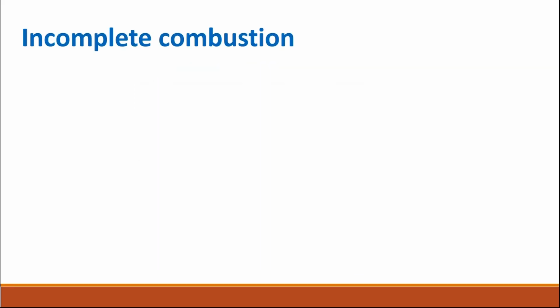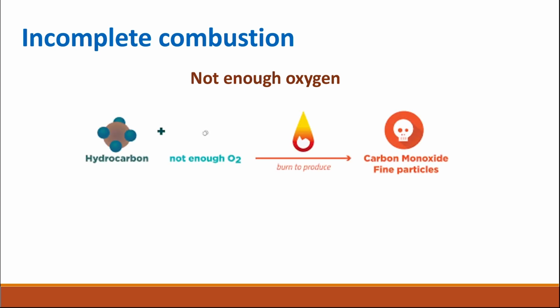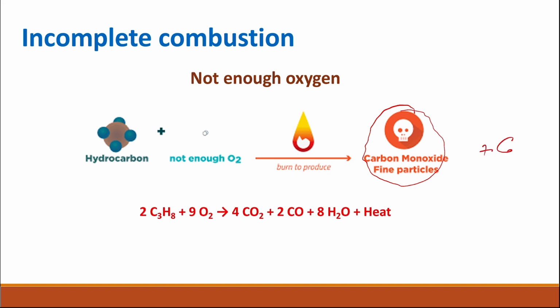So what is incomplete combustion? If there isn't enough oxygen, when the hydrocarbons burn, they don't burn completely. They only burn partially, and instead of producing only carbon dioxide and water, they start to produce carbon monoxide and other fine particles which are called soot or carbon. So this is called incomplete combustion.